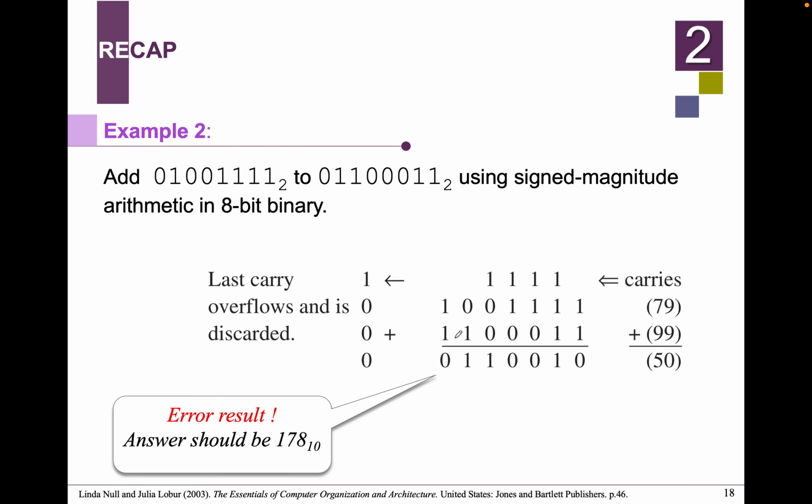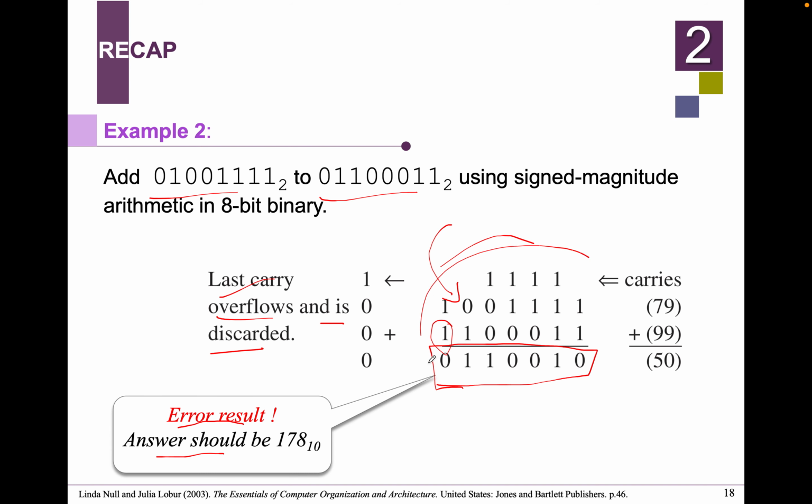So this is the example as I mentioned. Last carry overflow is discharged, so you need to discharge. That's why you get an error result; the answer should be 178. Then you will also get an error for this part. So when you add two numbers, sometimes you are going to get an error just because it cannot directly use the addition for binary.